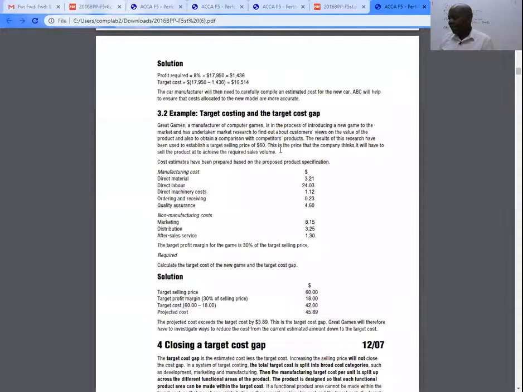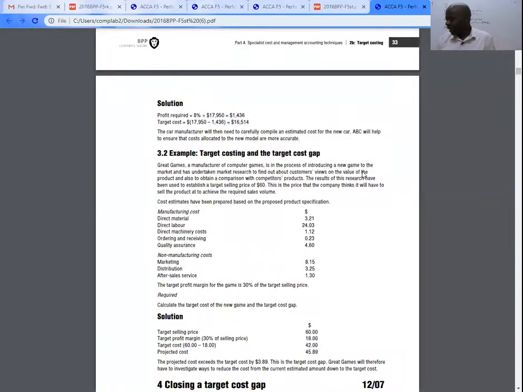This is the price that the company thinks it will have to sell the product at to achieve the required sales volume. Cost estimates have been prepared based on the proposed product specification, where you can see manufacturing cost, etc. And then down there, they have given us the target profit margin for the game, which is 30% of the selling price. So they want us to calculate the target cost of the new game and the target cost gap.